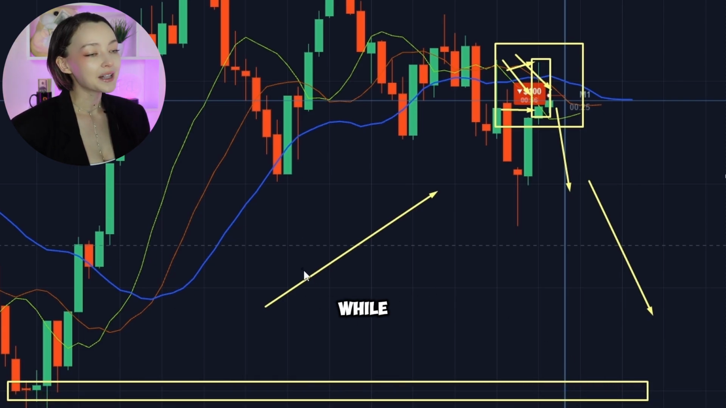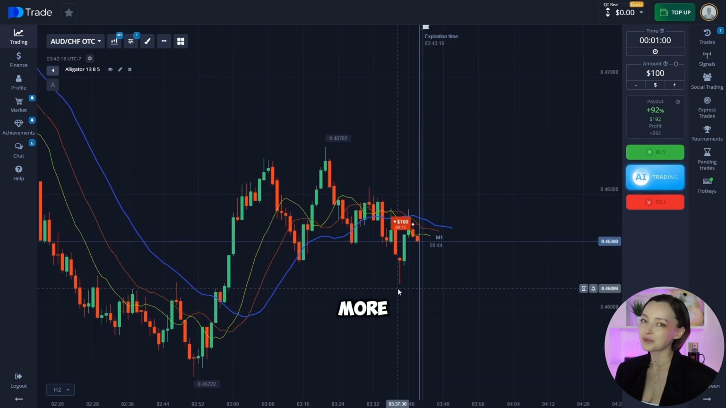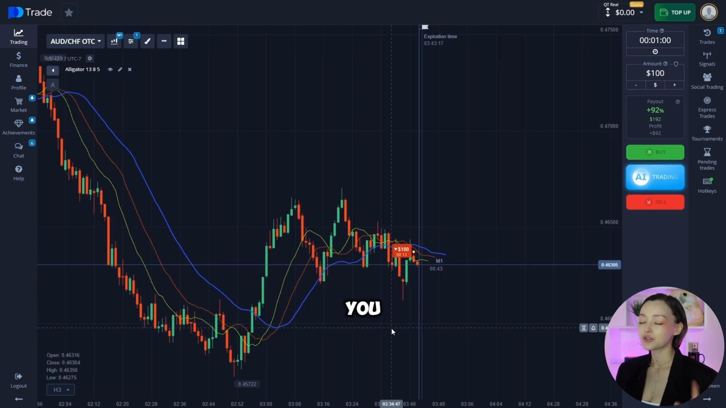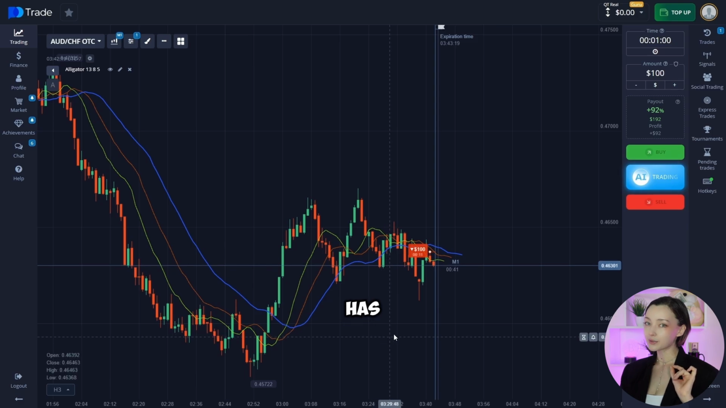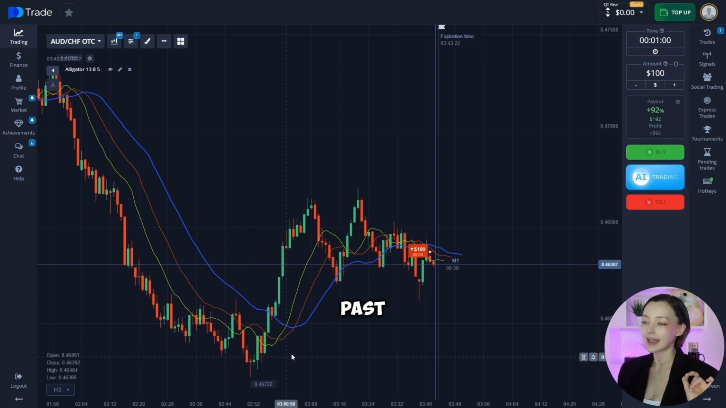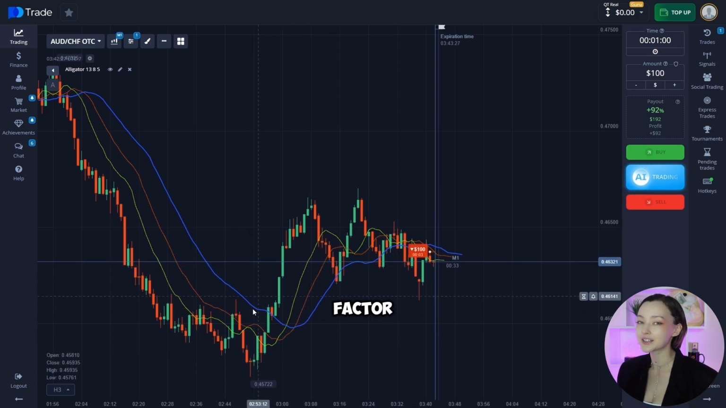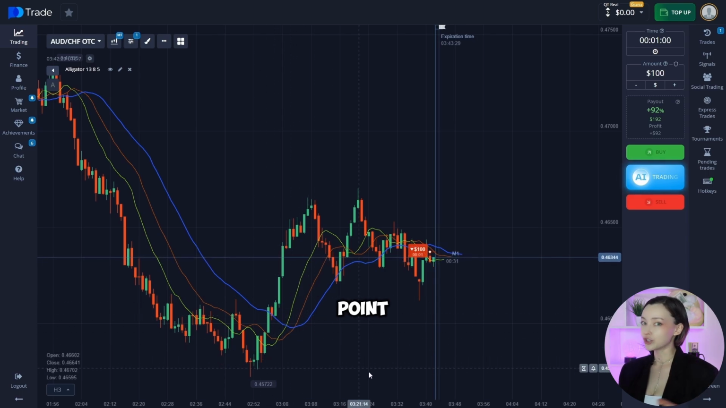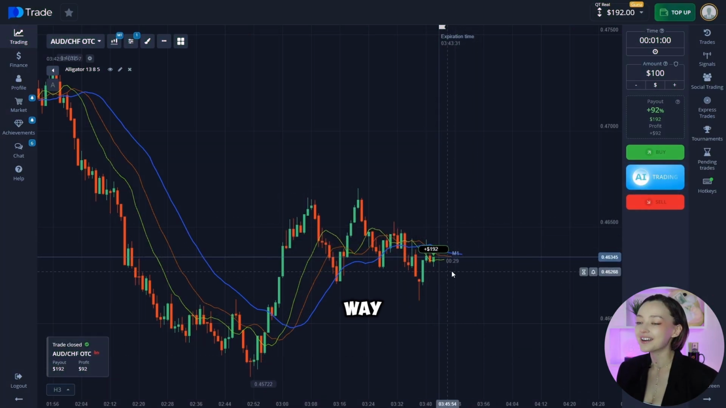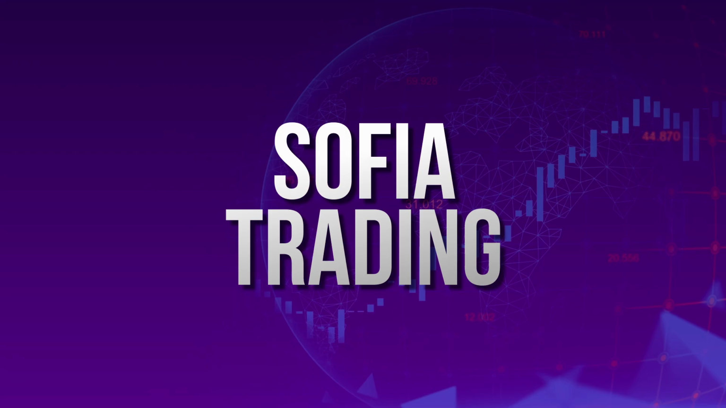So while we're waiting for this trade to close, let me give you guys one more piece of advice. I recommend you watch how this indicator has performed in the past, as this will be a good confirming factor to your entry point just as well. By the way, our trade closed at a profit.